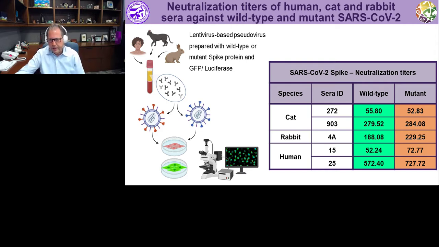And in the middle, you see the wild type titers, and on the right, with a brown background, you see the mutant virus titers. As you can see, for the cat, for the rabbit, and for the human sera, there are not many differences. Maybe a little bit for the human sera, where we have a higher titer with the mutant versus the wild type virus, but it seems there are no differences in neutralization titers between using the mutant virus versus the wild type pseudovirus.